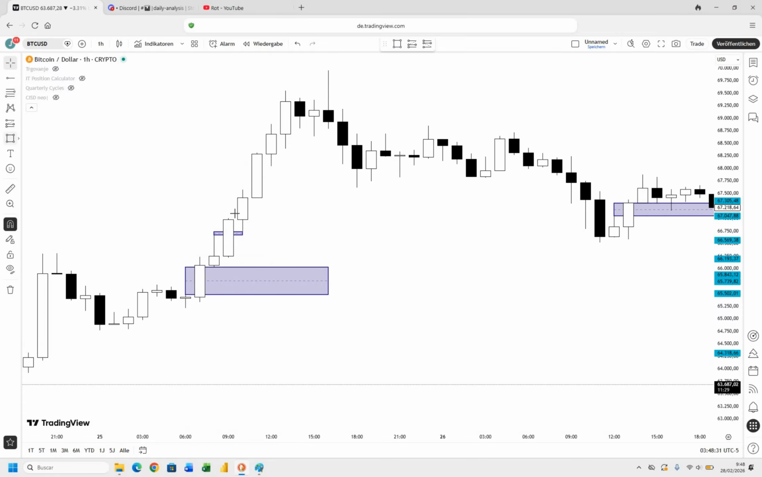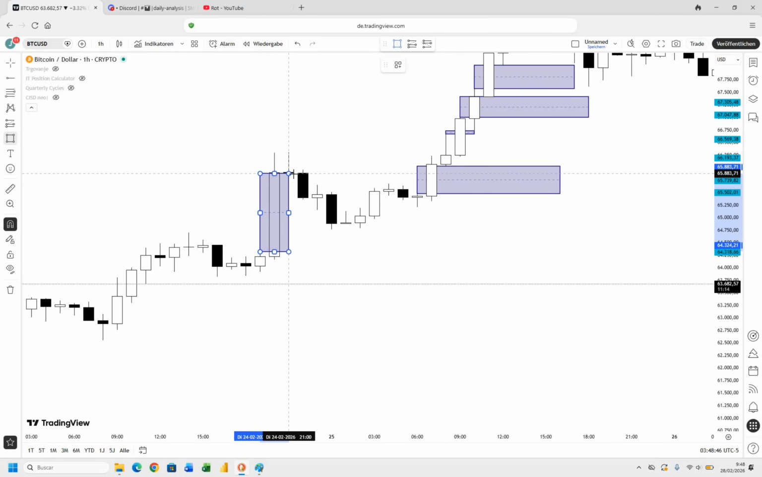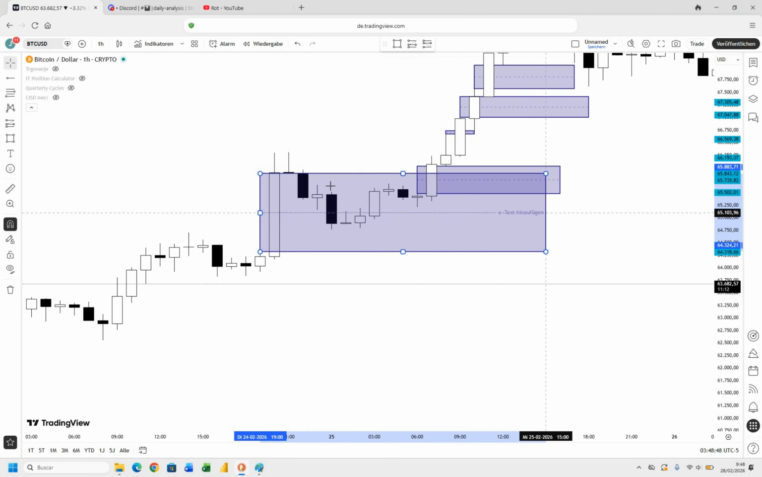A little tiny fair value gap. What do we have here? Fair value gap. Fair value gap. You see, they are everywhere. Okay, for example, what do we have here? We have the first week, the third week, and then we drag it, we have a fair value gap.